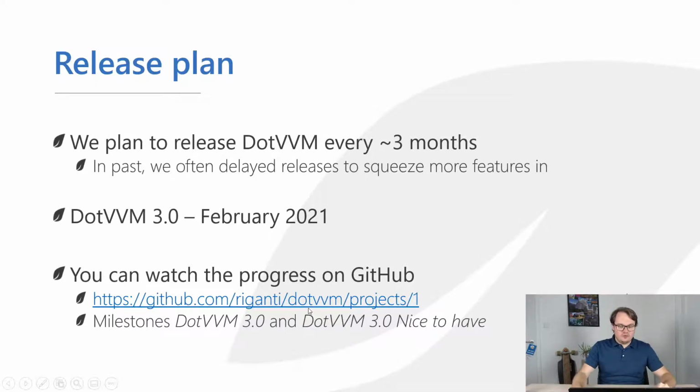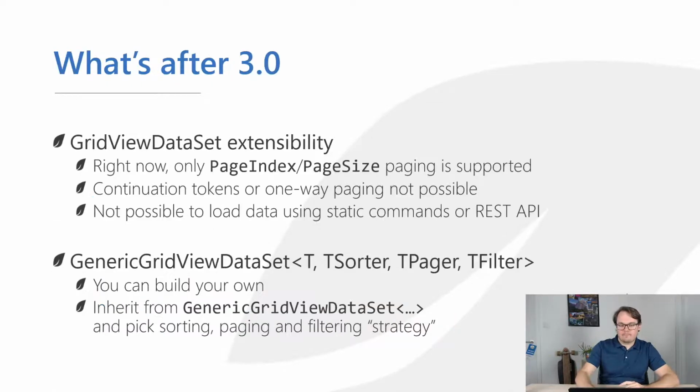If you go to this URL, github.com/riganti/.vvm, there is the project section, and we have a task board where you can see what we are working on, what we are considering, what's in the design phase, what is being tested, and what's already done. So you can track the progress there.